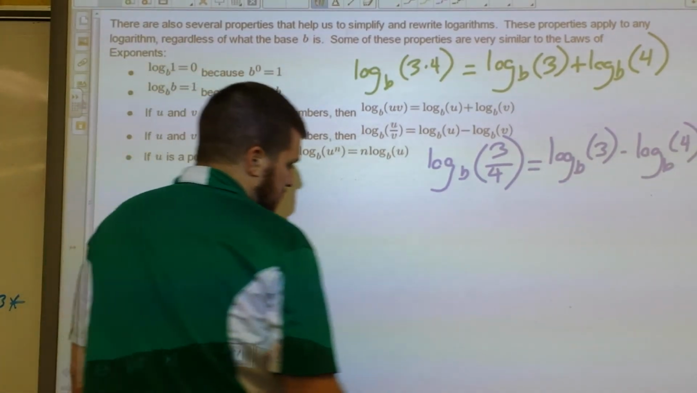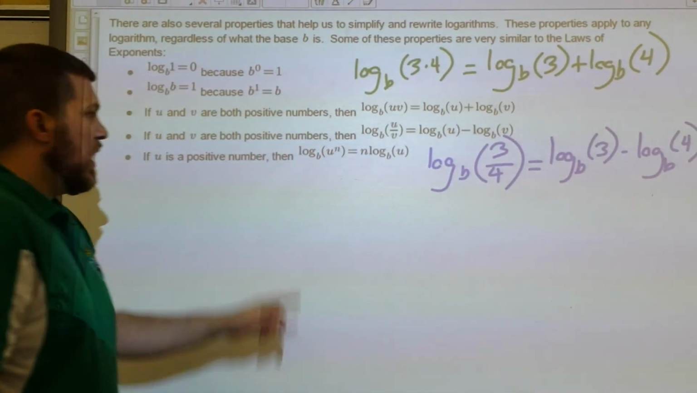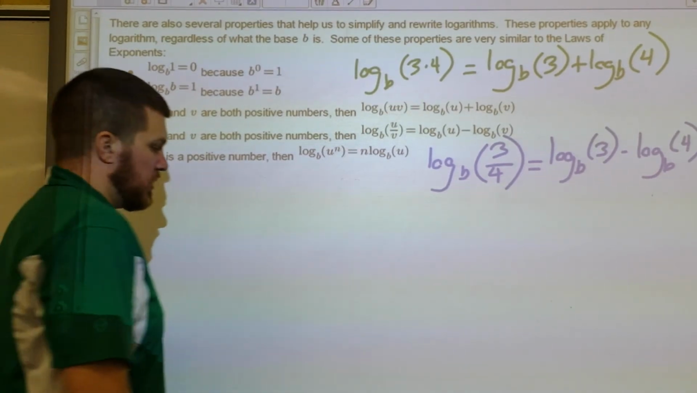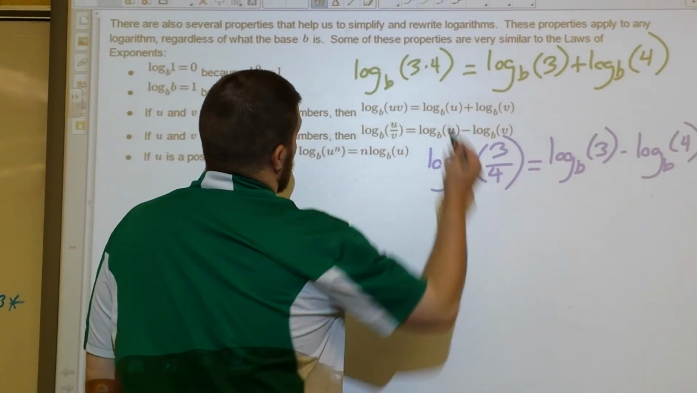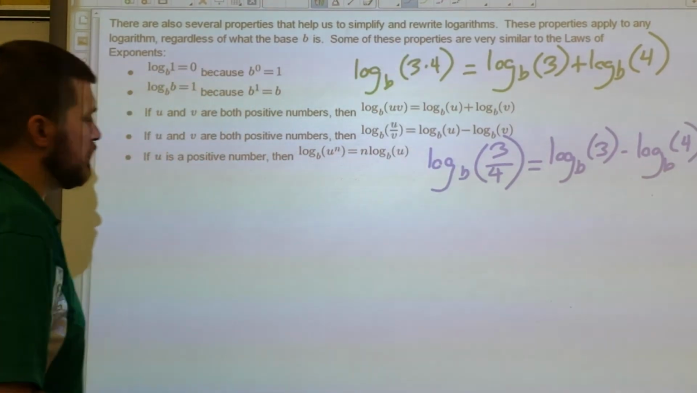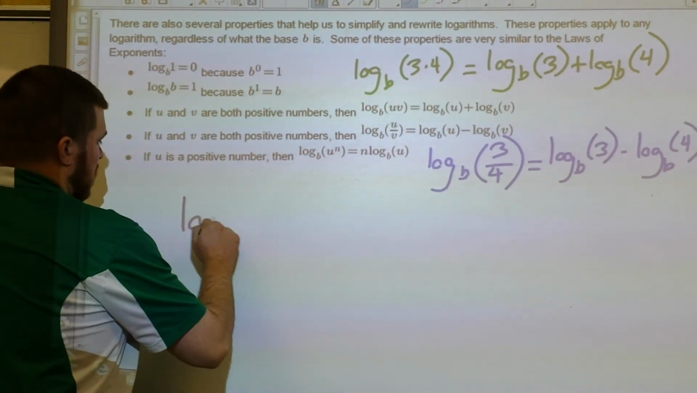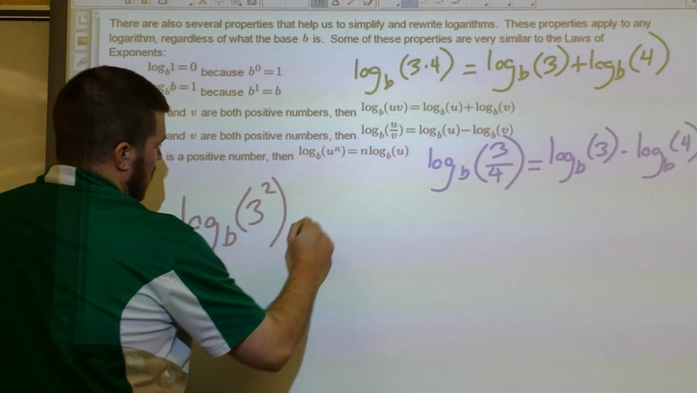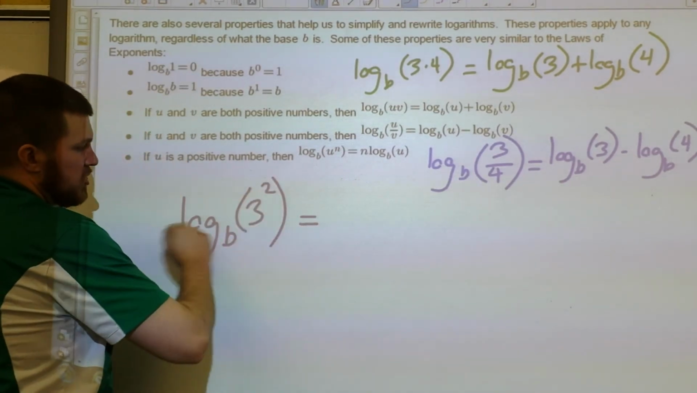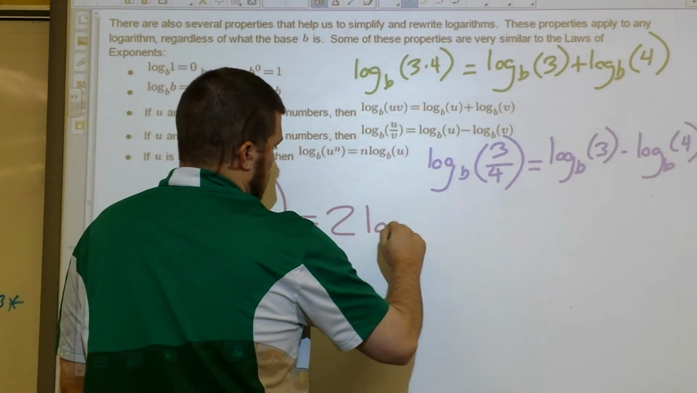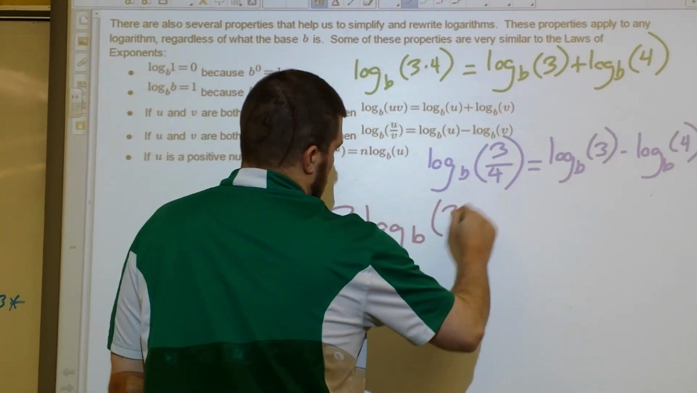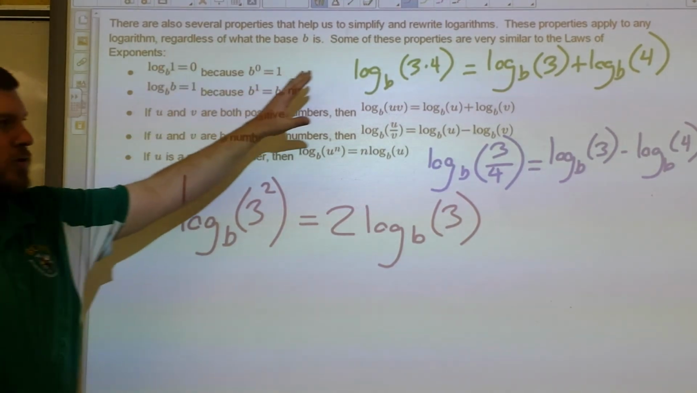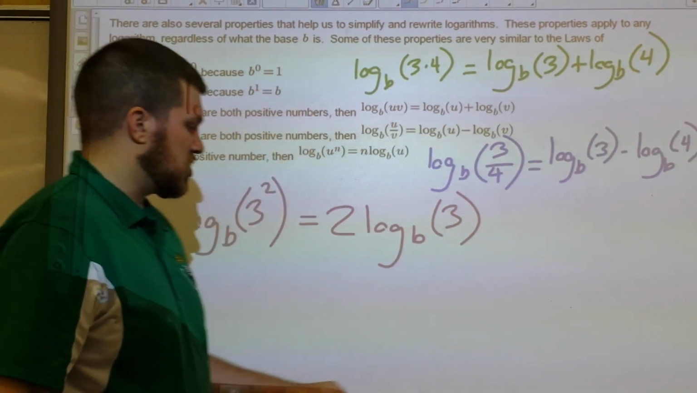And then finally, my last one: if I have a power on the inside, then essentially that power gets to come out to the front. I'm going to make up another example for you. Let's do this one in purple. If I start off with log base b of 3 to the second power, you can rewrite that. Your power just comes out front, so 2 times log base b of 3. Those two are equivalent. These are three very important properties that are going to help us solve equations later on.